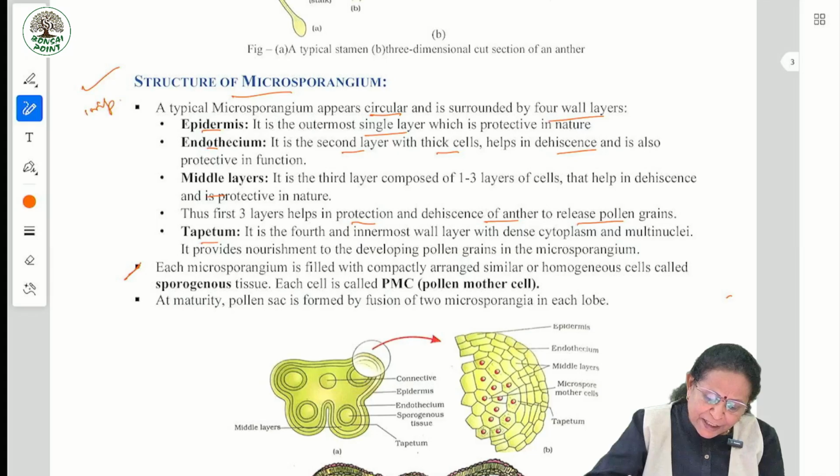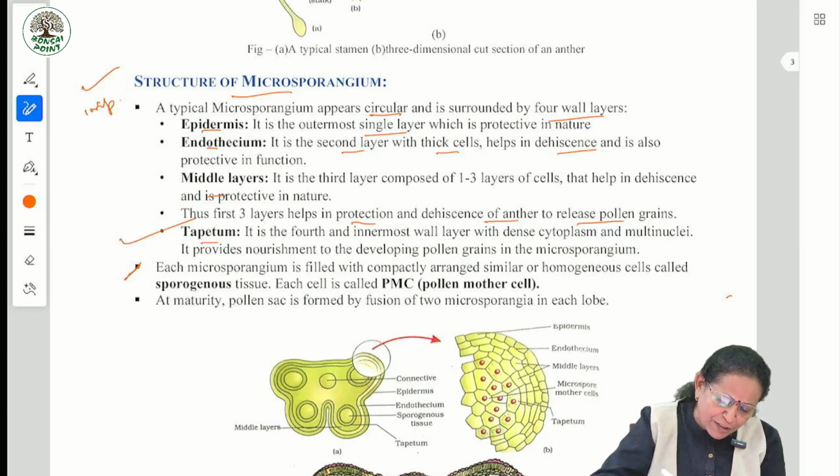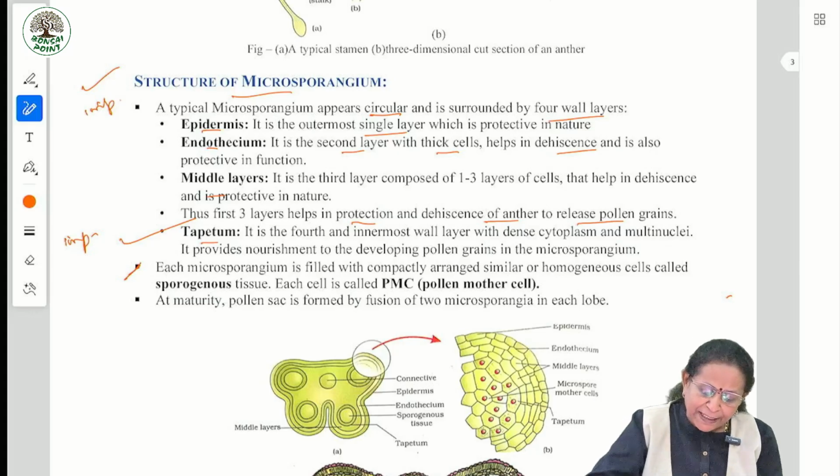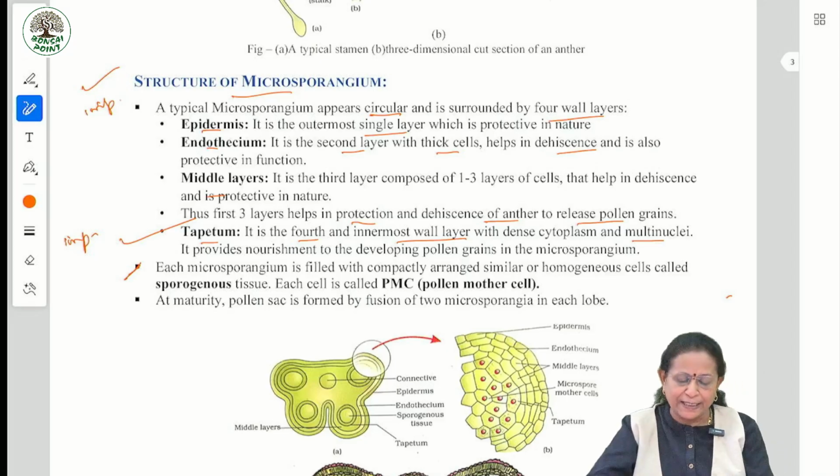Tapetum provides nourishment, and this is the most important one, a favorite question for paper setters: the tapetum, the 4th layer. It is the 4th and innermost wall layer which has dense cytoplasm and multiple nuclei.